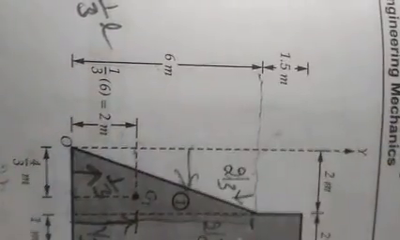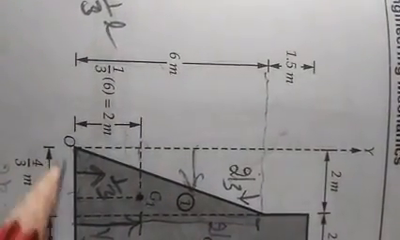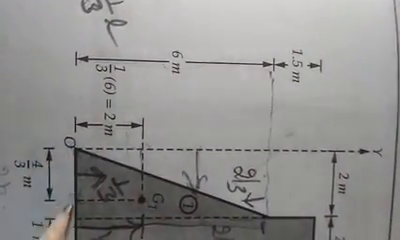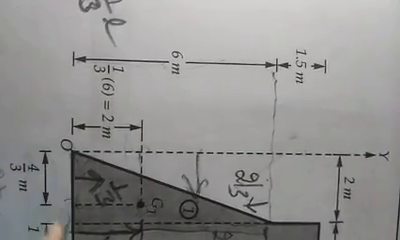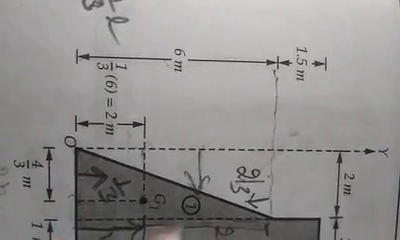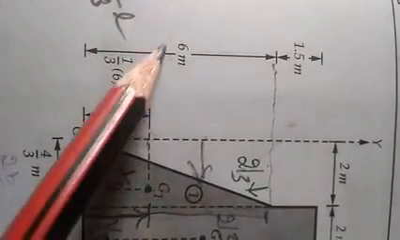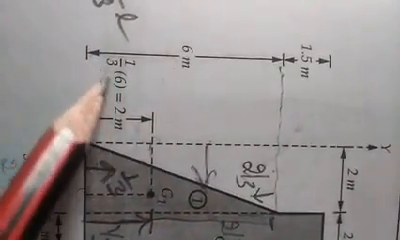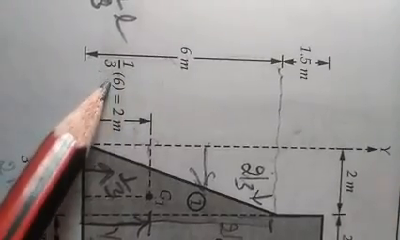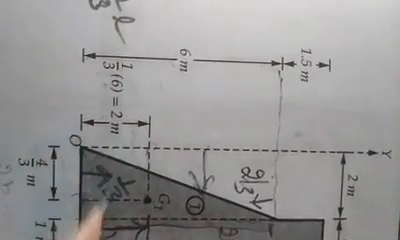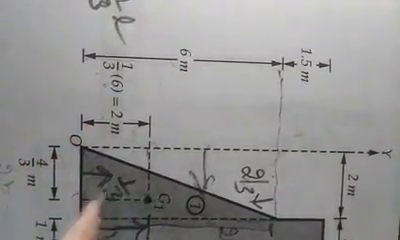So the distance will be 1/3 of L. L is nothing but the base. Don't take this height. This is the height, and this is the length of the triangle. Okay, how much is the length? 6 meters, it is given in the question. So 1/3 of 6 is 2 meters. So 2 meters from here, I got the X coordinate from the origin.